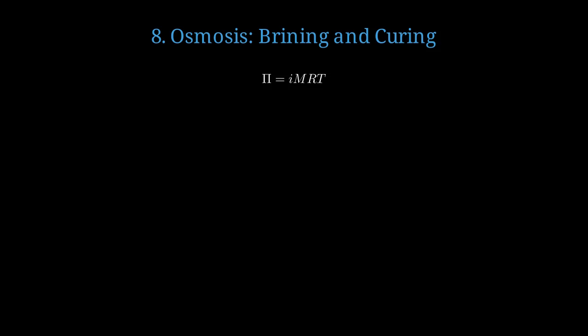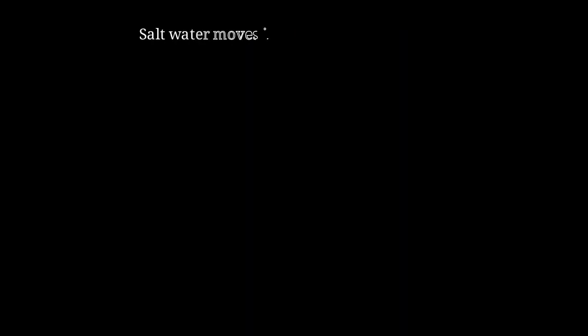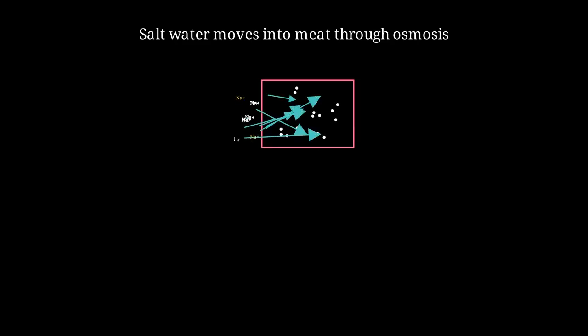This is the osmotic pressure equation. Pi is osmotic pressure, i is the Van't Hoff factor, M is molarity, R is the gas constant, and T is temperature. When you brine meat in salt water, water molecules move from low salt concentration to high concentration areas through osmosis. The salt solution penetrates the meat, bringing water with it and seasoning throughout, not just the surface.